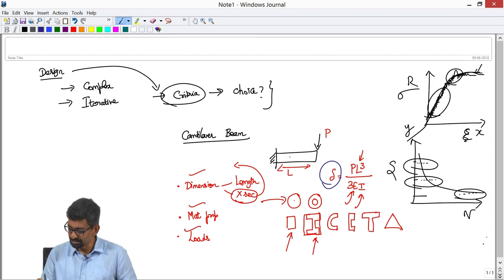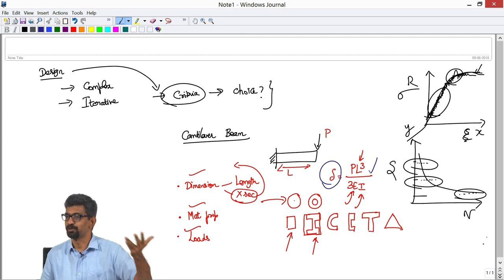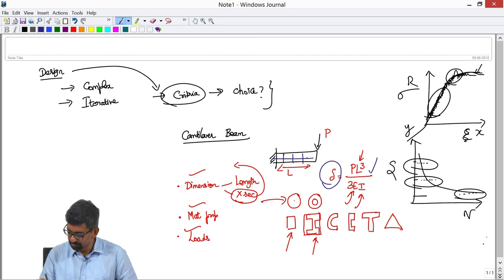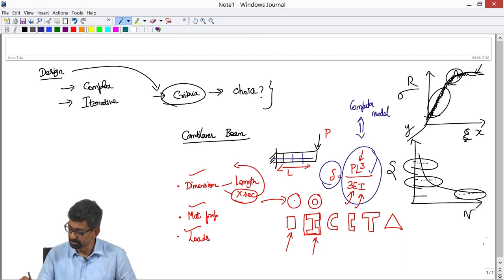Okay. Now, the moment I make this cantilever beam slightly complex, you cannot use this equation anymore. Immediately what you will do, that was the first question that I asked you, you take the help of a software which essentially divides this into multiple elements, uses some partial differential equation to solve that. So this part, or an equivalent of this in a computer model, and solving it is what we call analysis.